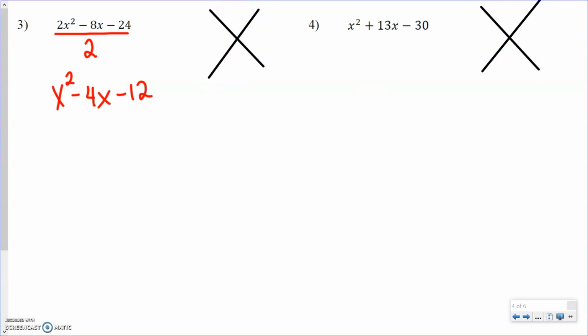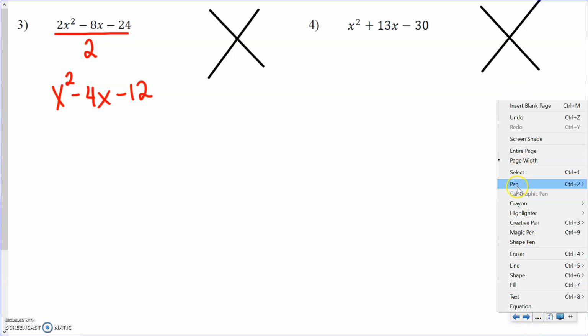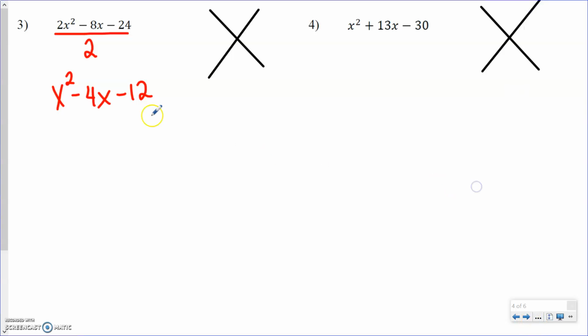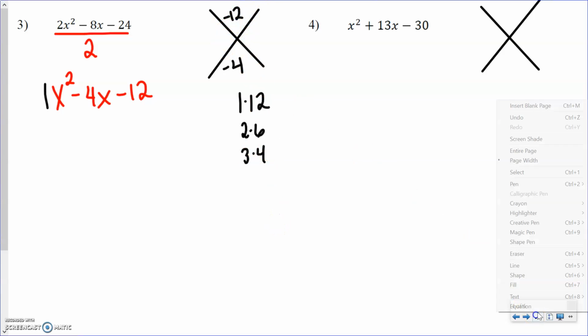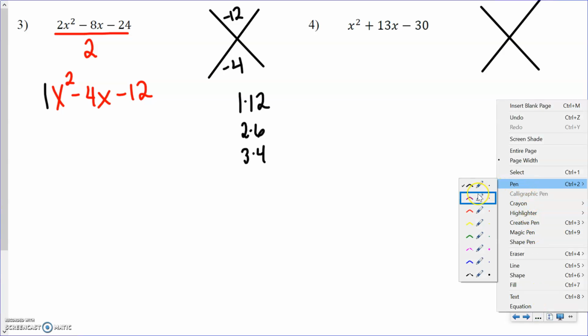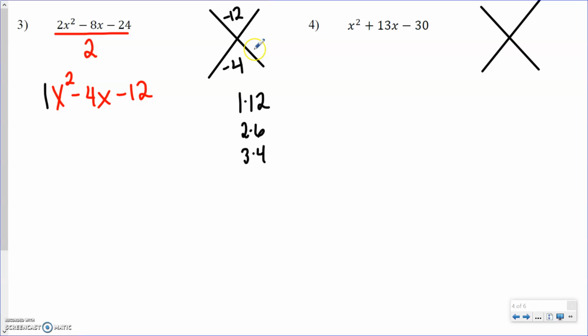So I'm going to go ahead and draw my x's in. And this time, my a is technically 1. So 1 times negative 12 is negative 12, and then b goes in the bottom. So the numbers that multiply to give me 12 are 1 and 12, 2 and 6, and 3 and 4. Since this is a negative, one of my numbers has to be negative because a negative times a positive is what would make that negative there. So I'm going to go ahead and see what happens if I make these numbers negative. So 1 and negative 12, definitely not negative 4. 2 and negative 6 is negative 4.